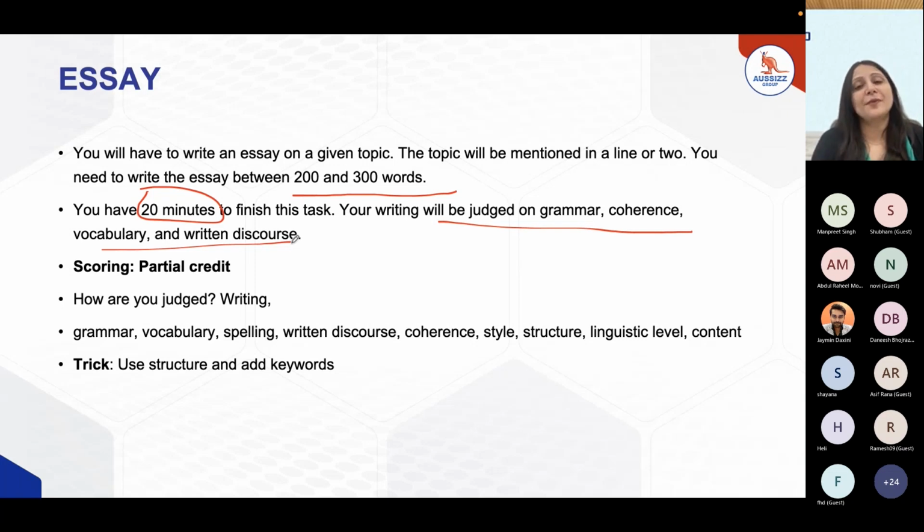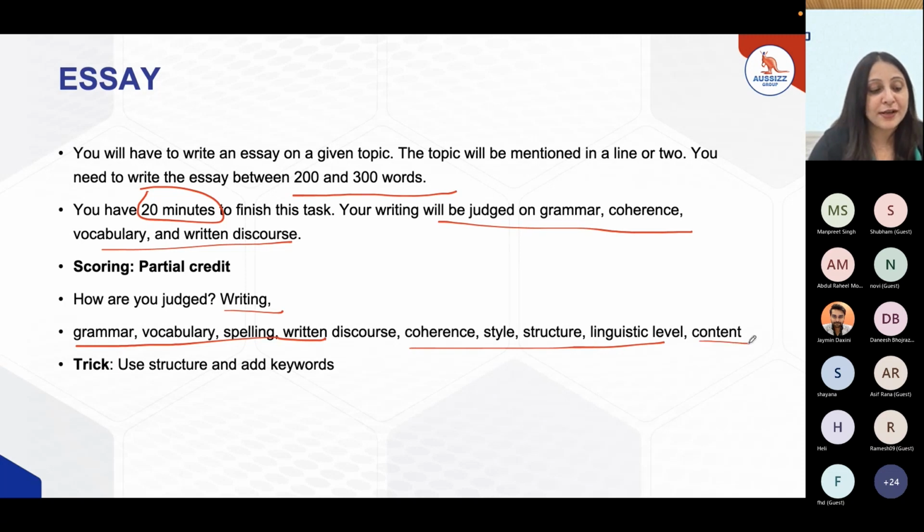If you don't write in 4 paragraphs, your essay will not be marked by Pearson. The computer checks first thing: are you writing in 4 paragraphs or not? How are you judged? You are judged for the writing section. Partial credit is given. Grammar, vocabulary, spelling, written discourse, coherence, style, structure, linguistic level, content, everything is marked.